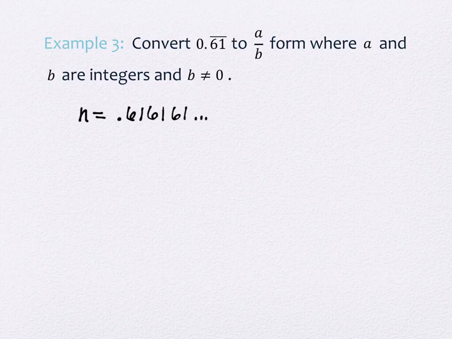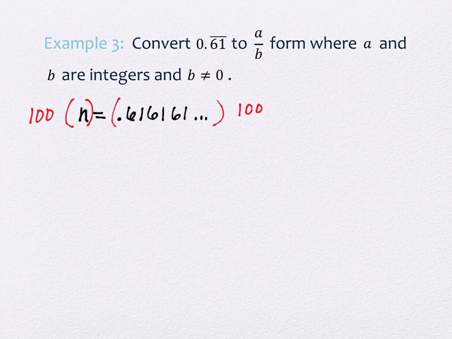How many decimals are repeating in this number? 2. So what we're going to do is multiply both sides by the number 100. In particular, the reason we're using 100 is because it has 2 zeros, and we had 2 numbers that repeated. So if we had only 1 number that repeats, we'd be multiplying by 10. And if we had 3 numbers that were repeating, we'd be multiplying by 1,000. Okay? That's how we decide what we're multiplying by.